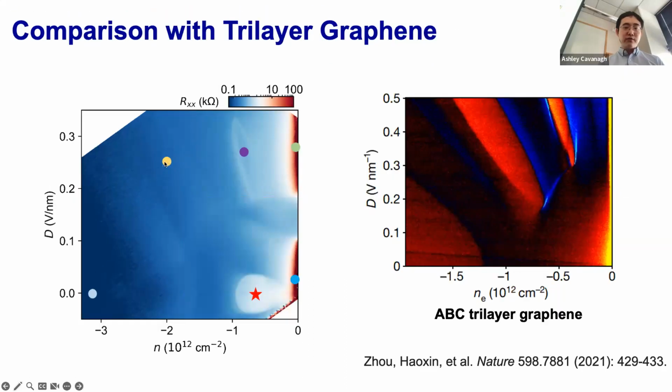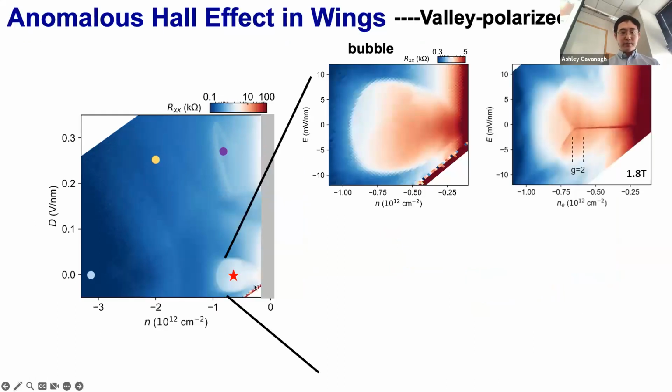But what's really intriguing for us is what happens here close to 0 displacement field and 0 charge density. Well, nothing seems to be going on in trilayer graphene. Okay, so basically you got a bubble there. That's what I call it, a bubble. In RxX, it's more resistive than the neighboring state. Okay, the neighboring state has about hundreds of ohms in resistance, while this bubble has about 1 order of magnitude bigger resistance. Okay, and if you do the quantum oscillation measurement inside the bubble, there are regions that show quantum oscillation with a degeneracy of 2.